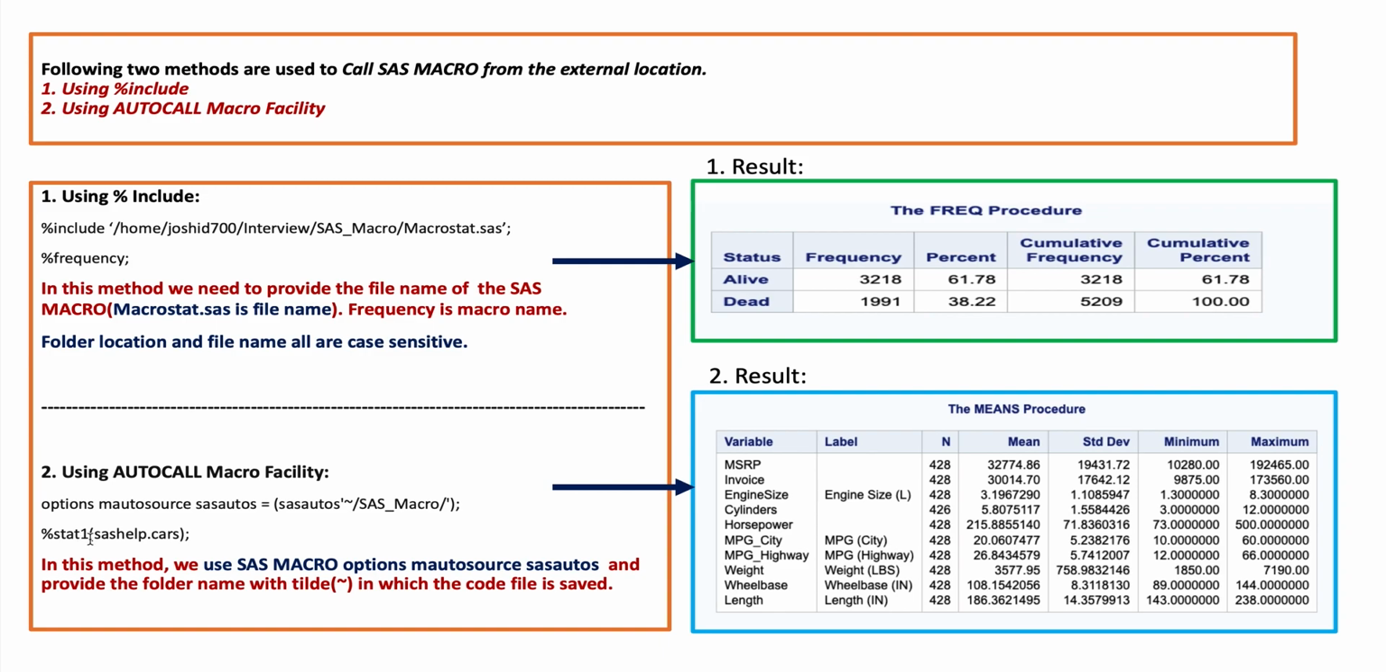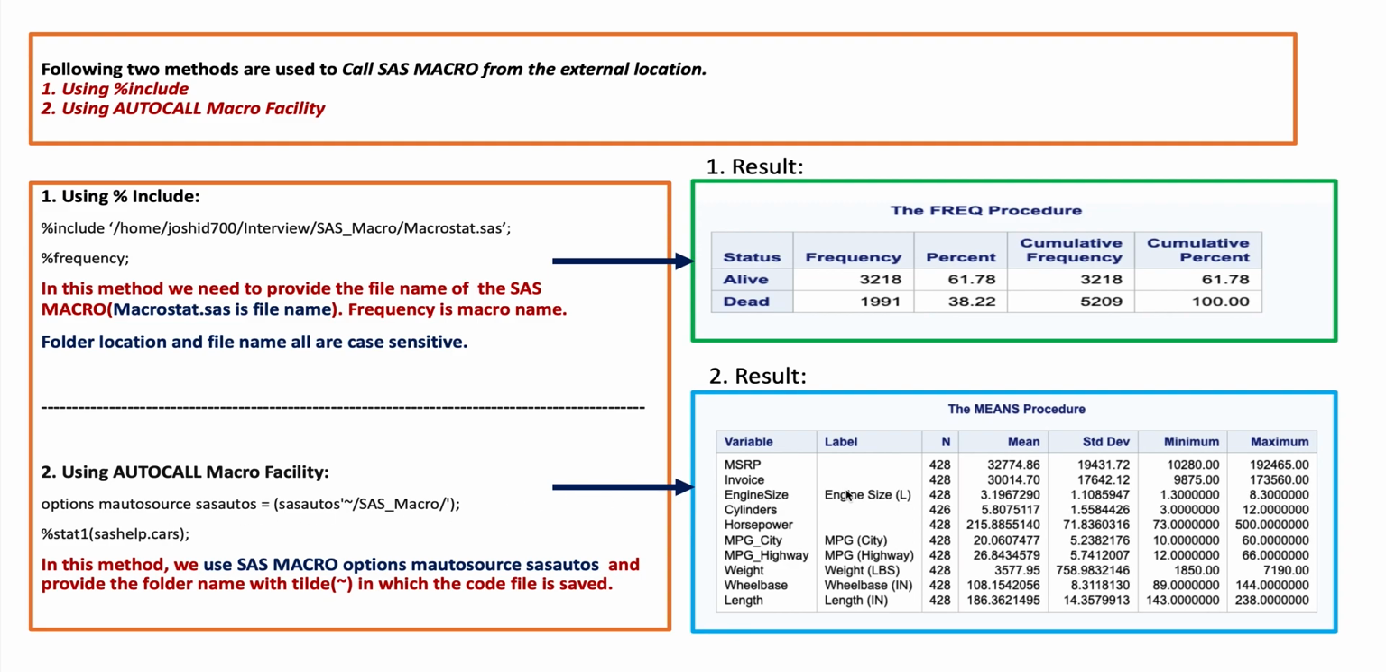It can include SAS variable here. That means dataset name we have to provide. Its value is sashelp.cars. When we run these two lines of code, then it will produce the result as shown on the second table.